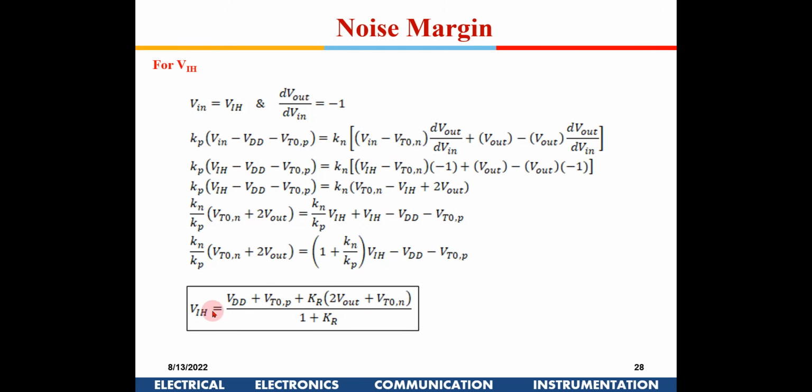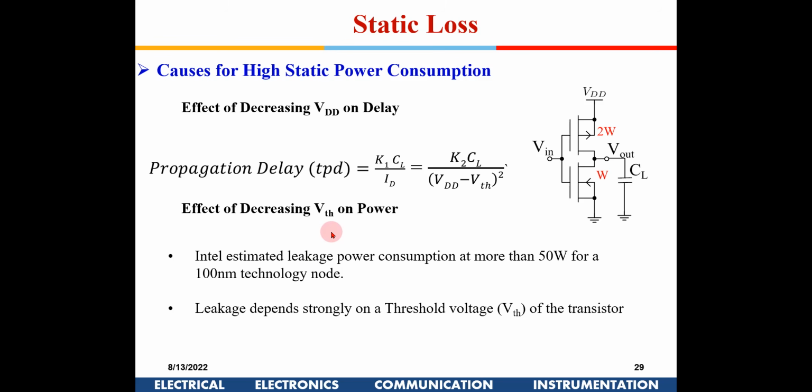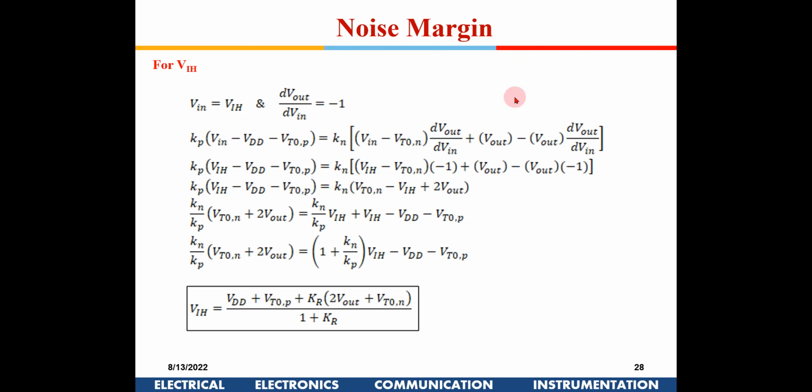After having found VIL and VIH, okay, noise margin low will be VIL minus VOL, and noise margin high will be VDD minus VIH. So please go through all these equations in your textbooks. These are all important derivations and important numericals for your exam also. Okay, so I hope these things are understood till now.